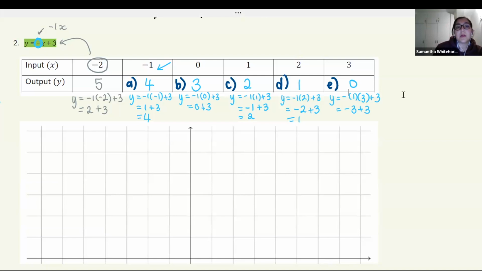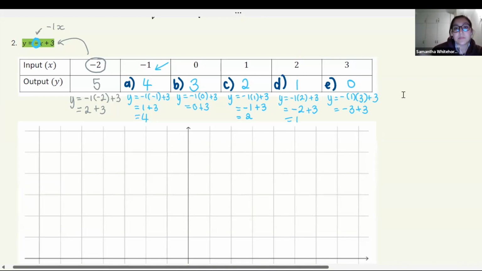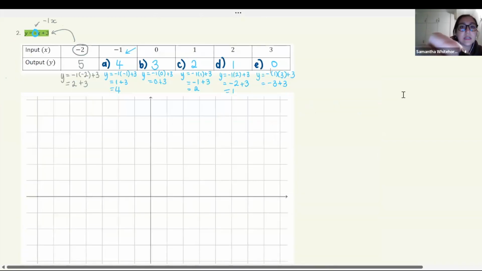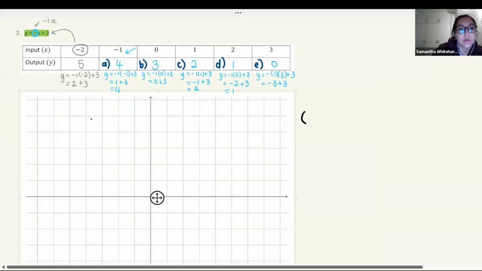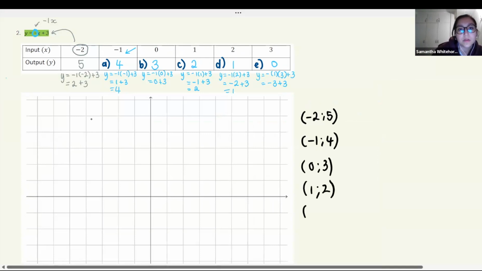Right, so we can now plot all of these points on our Cartesian plane. Again, I'm just going to write our coordinates down so that we know exactly what we're plotting. Otherwise, we might get a little confuzzled. So our coordinates are (-2, 5), (-1, 4), (0, 3), (1, 2), (2, 1), and (3, 0). So these are the points we want to plot on our Cartesian plane.